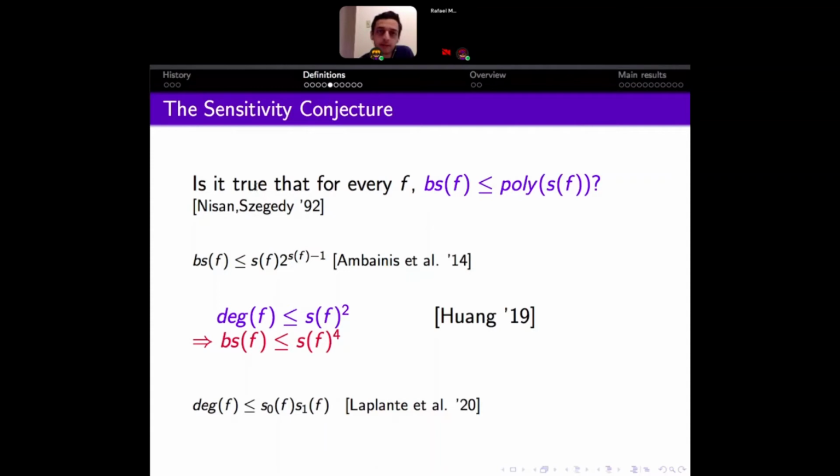And they asked, is it true that for every function f, the block sensitivity is upper bounded by a polynomial in sensitivity? This question was open for a long time, and the best known upper bound was only exponential, due to Ambainis and others. And very recently, Huang, in his breakthrough paper, resolved this conjecture. He proved that the degree of any function is at most the square of its sensitivity, which implies that the block sensitivity is at most the fourth power of its sensitivity. Then this result was further improved by Laplante et al. and others.